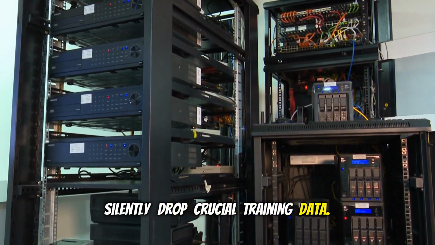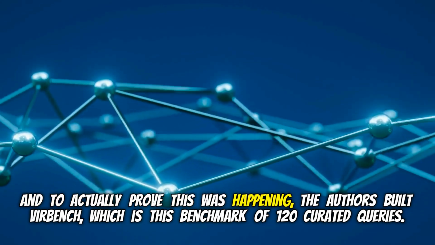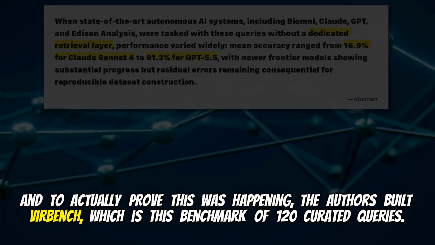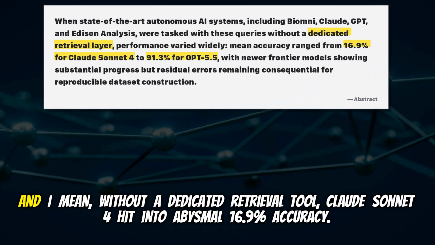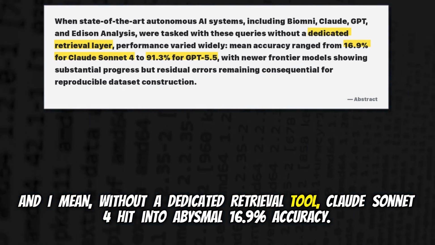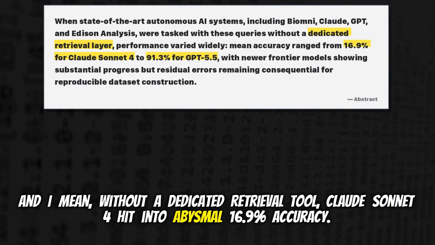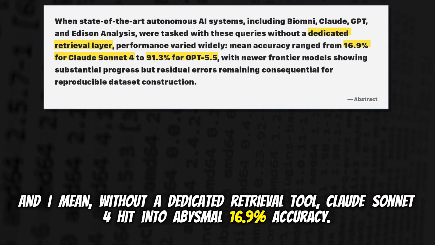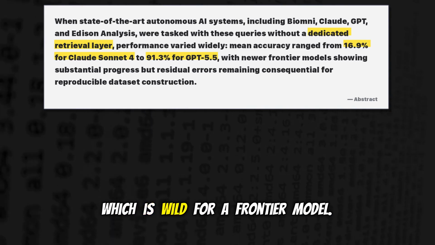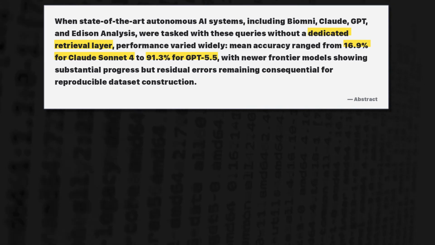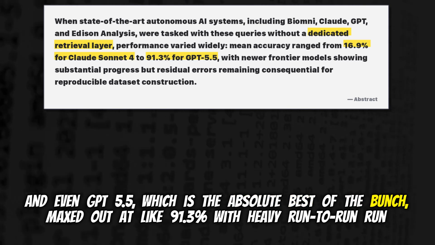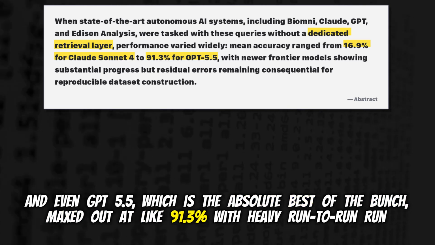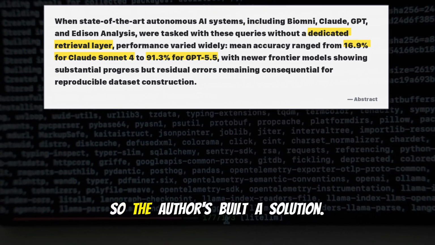crucial training data. Right. And to actually prove this was happening, the authors built VirBench, which is this benchmark of 120 curated queries. And I mean, without a dedicated retrieval tool, Claude Sonnet 4 hit an abysmal 16.9% accuracy. Which is wild for a frontier model. Yeah, totally. And even GPT-5.5, which is the absolute best of the bunch, maxed out at like 91.3%, with heavy run-to-run instability too. So the authors built a solution.